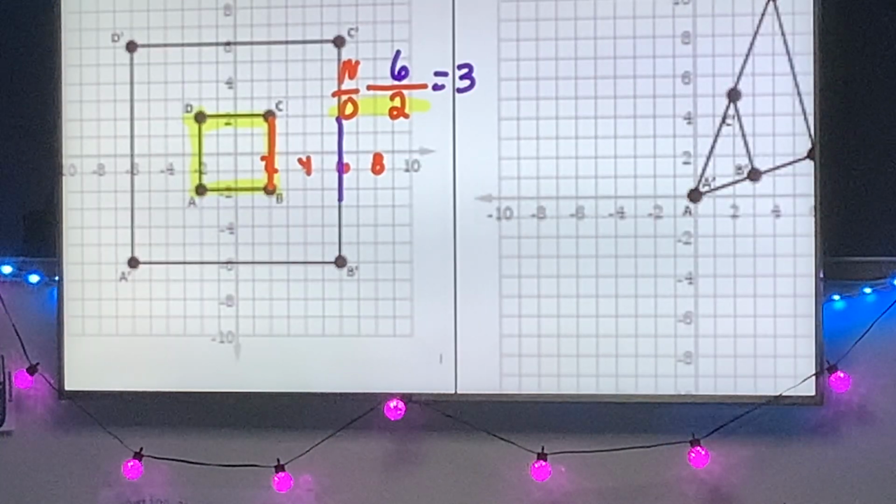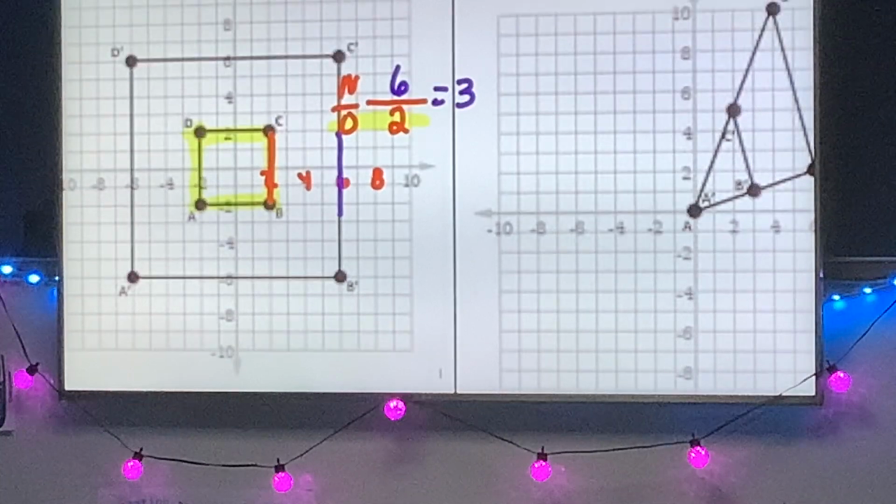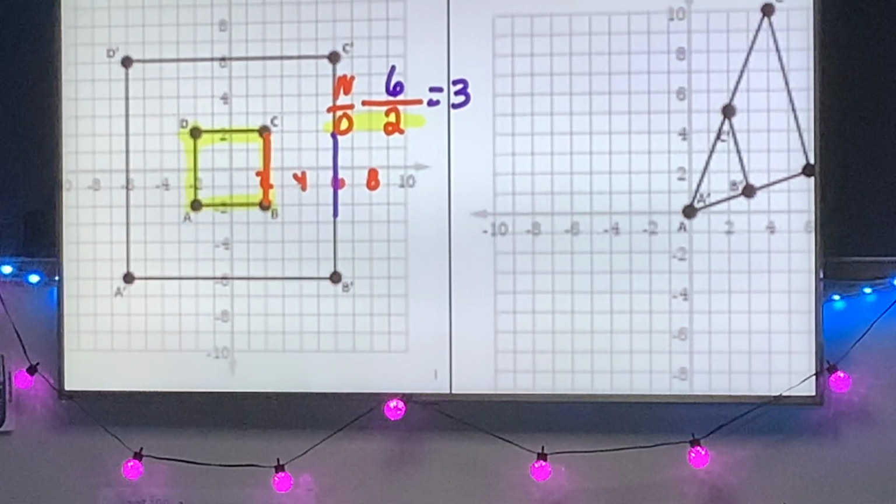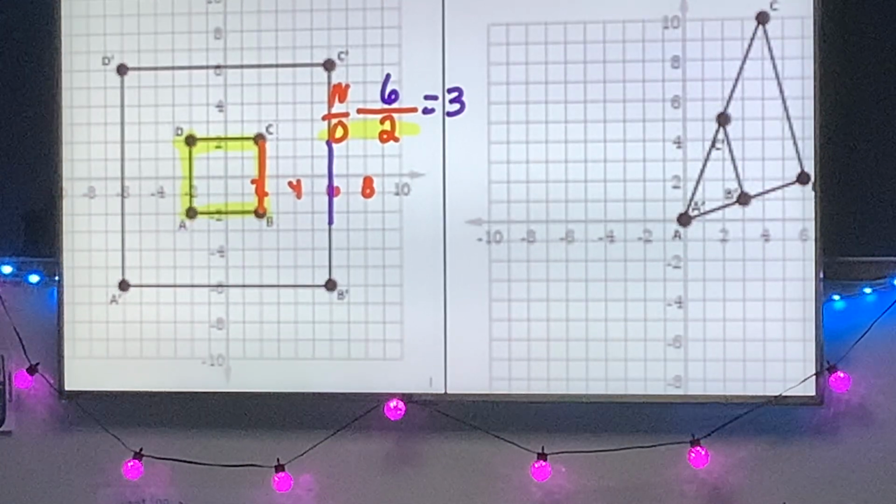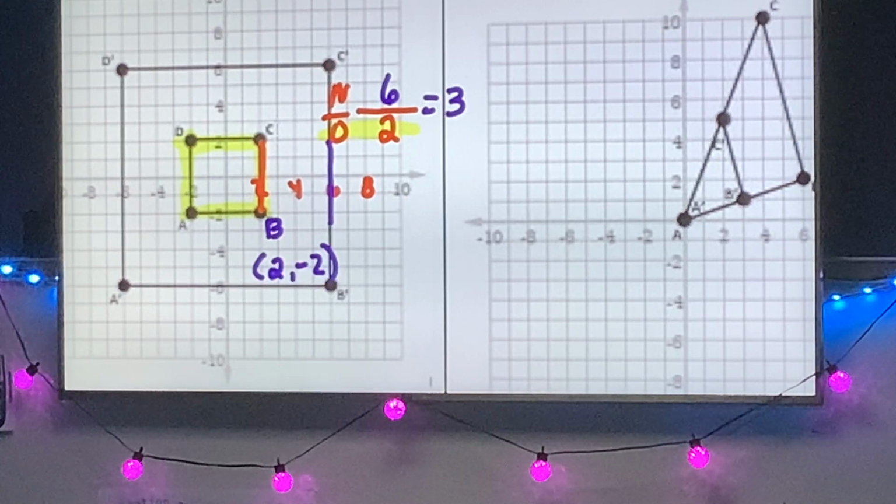Now, don't use an ordered pair where the numbers stay the same, because that could confuse you. When we do our rotations, that's when you'll get lost. I wouldn't use C because it's 2, 2. Let's use the ordered pair for B. The ordered pair for B is 2, -2.